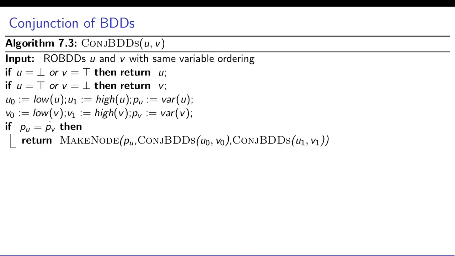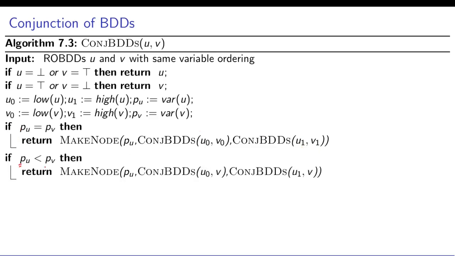So if the labels are the same, both nodes are labeled by the same variable, then you create a node with p_u and take the conjunction of the sub-ROBDDs u0 and v0 using the same function, calling it recursively, and similarly for u1 and v1, and make a new node.